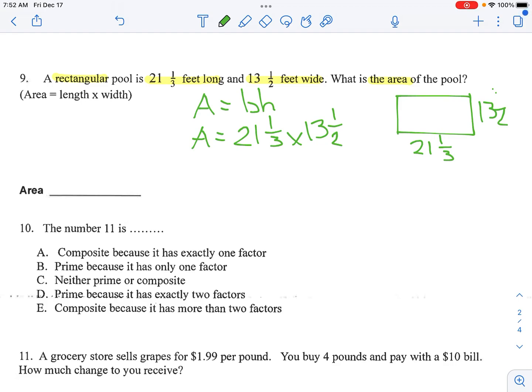So first we're going to make them improper fractions. So 21 times 3 is 63, plus 1 is 64. So that's going to be 64 thirds. 13 times 2 is 26, plus 1 is 27. We're multiplying, we're not dividing, so we're not flipping anything.